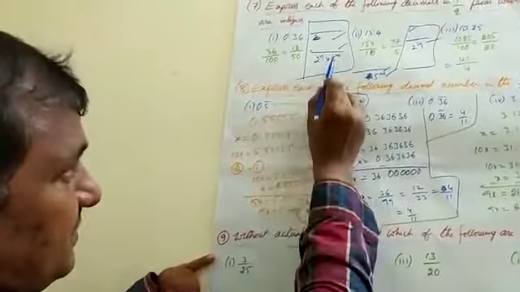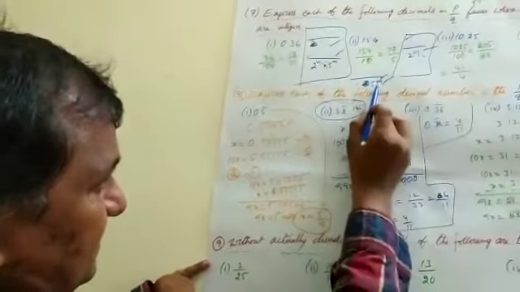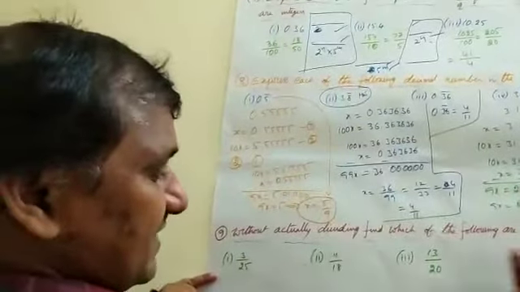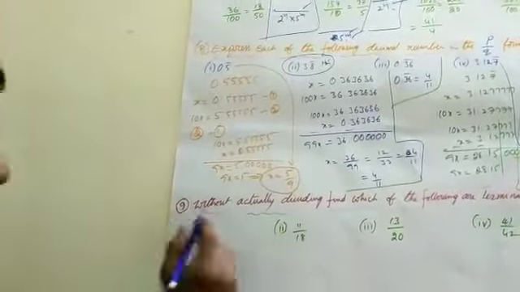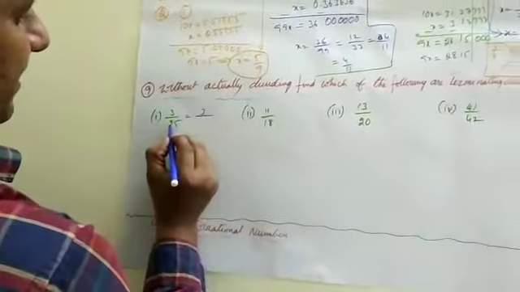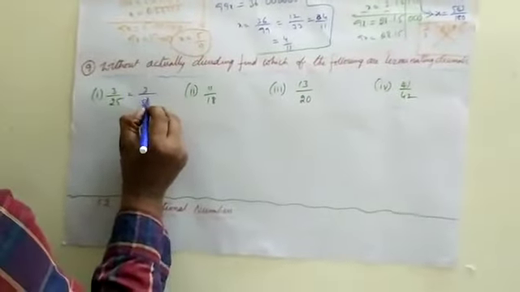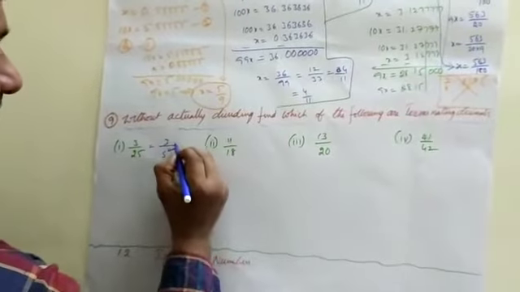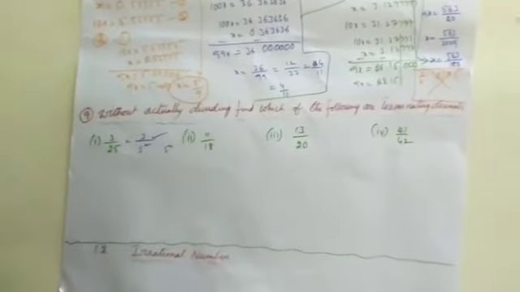The denominator portion in the form 2 power n into 5 power m: the fraction is terminating, otherwise non-terminating. For example, 3.525 in terms of 5 square. What is the denominator portion? 5 power m. The fraction is terminating.